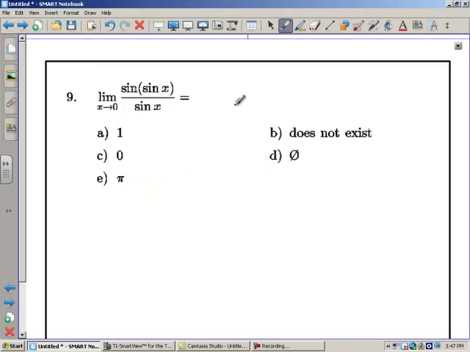Let's take a look at number 9 here. This is just like my silly little banana example. Since these things match, what do you think this answer is? It's 1. That's so easy.